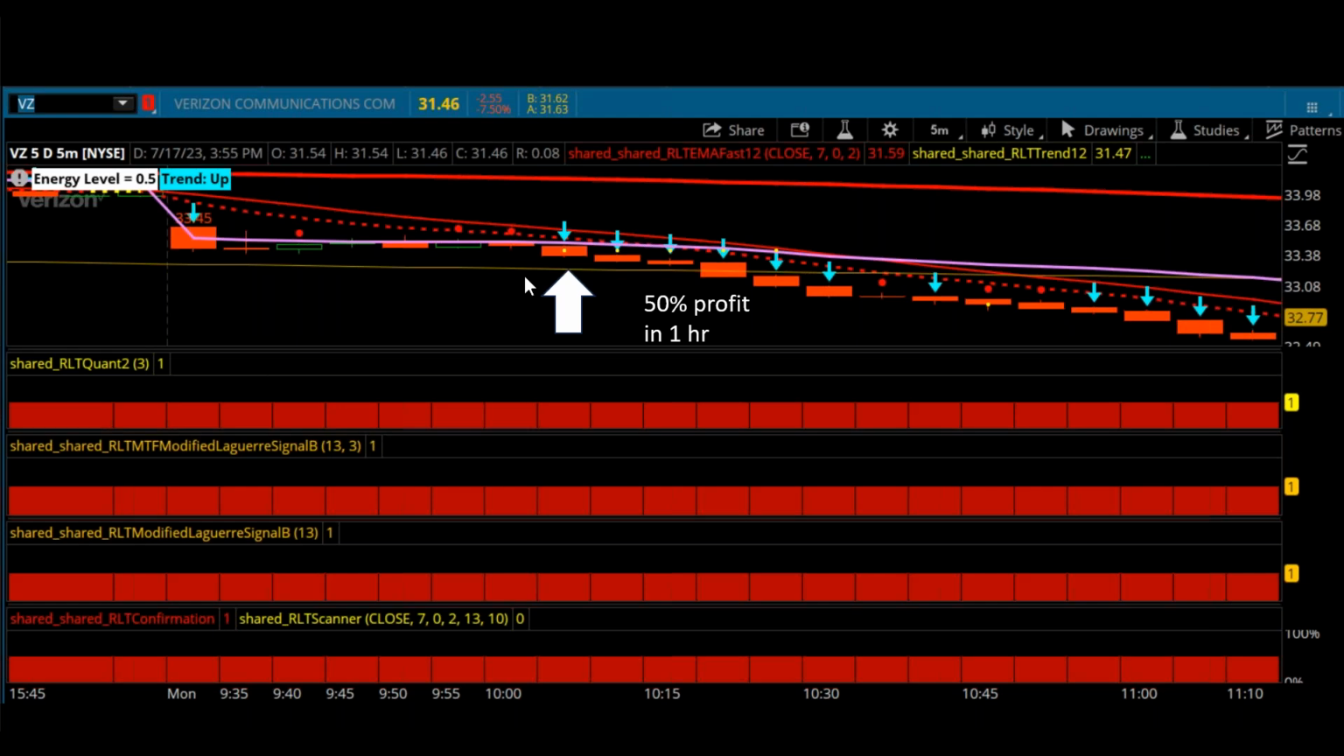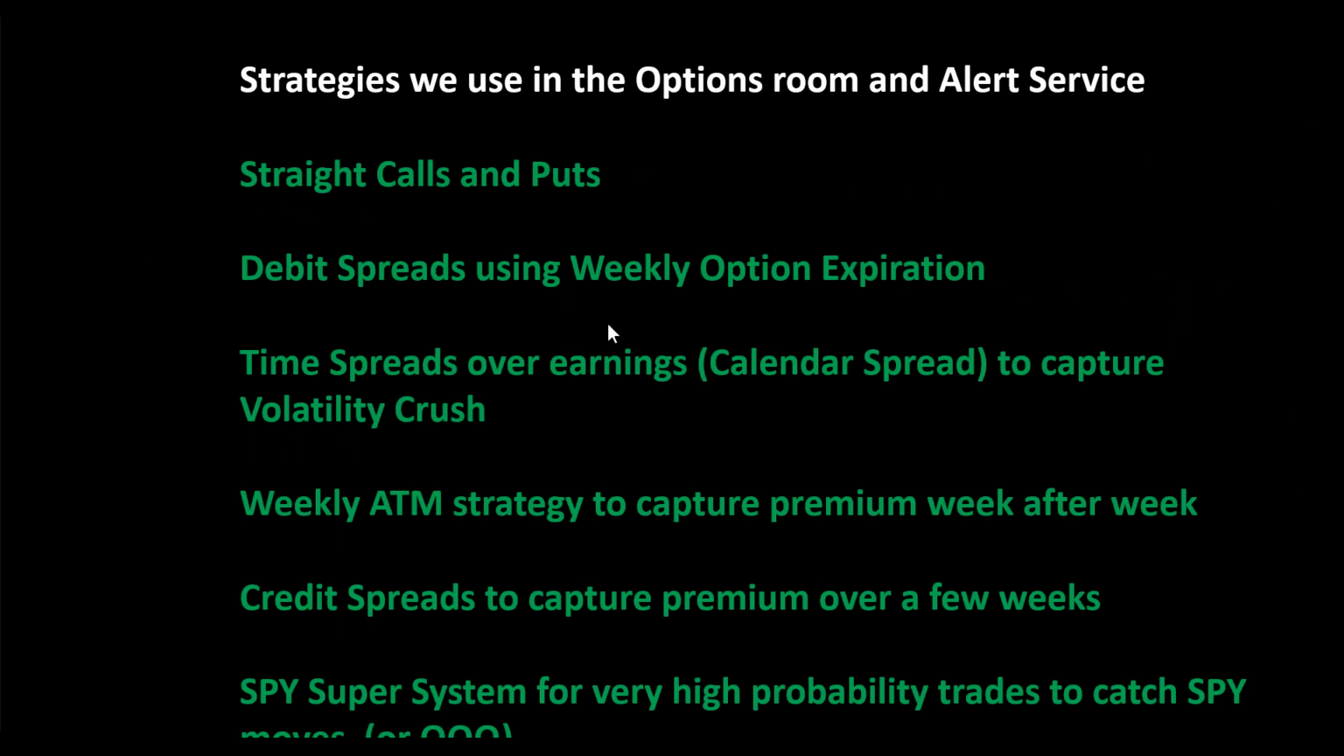The options on Verizon are pretty cheap. We paid 45 cents for an in-the-money next week option, and we got out an hour later for 67 cents. So 10 contracts turned 450 into 670 bucks. So that's what this looks like.